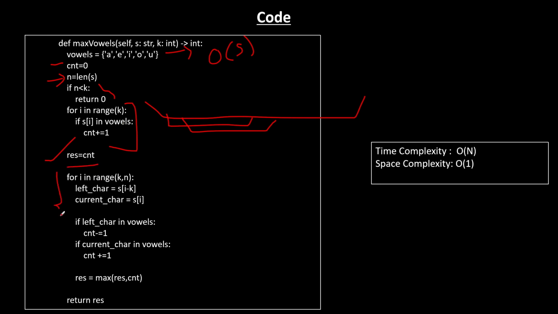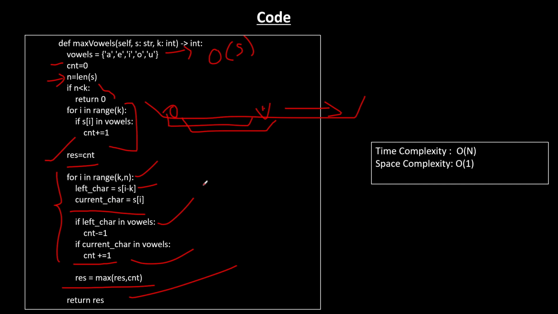After that, we start i from k till n. We take the current character and the left character, which is i minus k. As I said, if I am standing here, i minus k will be the zeroth index. Now I check if the left character is a vowel; we decrement the count because it is getting thrown out of the window. And if the current character is a vowel, we increment the count because it has entered our window. At the end, we take the maximum and return the result.